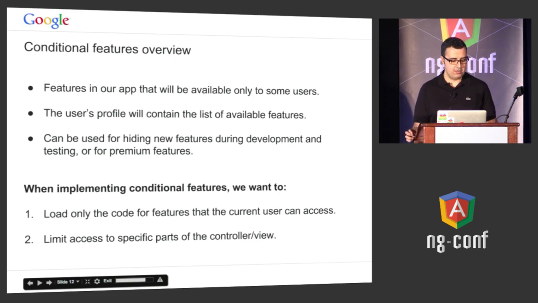So when you implement conditional feature loading, there are basically 2 main aspects for that. You want to load only the code for features that the user can access, because obviously, why would I load a bunch of controllers and directives that are not used by the current user? And the second part is to actually change existing pages. Let's say I have a certain page that should show account information, but it has a specific area that is only visible if you have a certain feature turned on. So I want to hide and show that section according to the user's feature set.